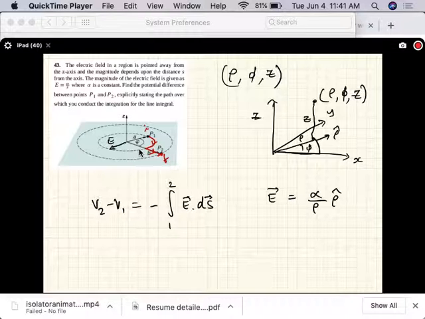Now notice, when you do this line integral, when you're traveling along this direction, ds is in this direction, rho hat is in that direction, so rho hat dot ds will be 0. So along this path, this is 0.